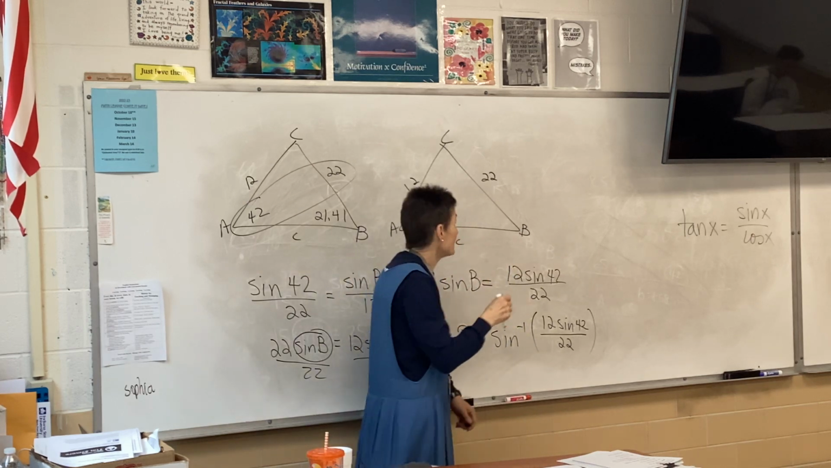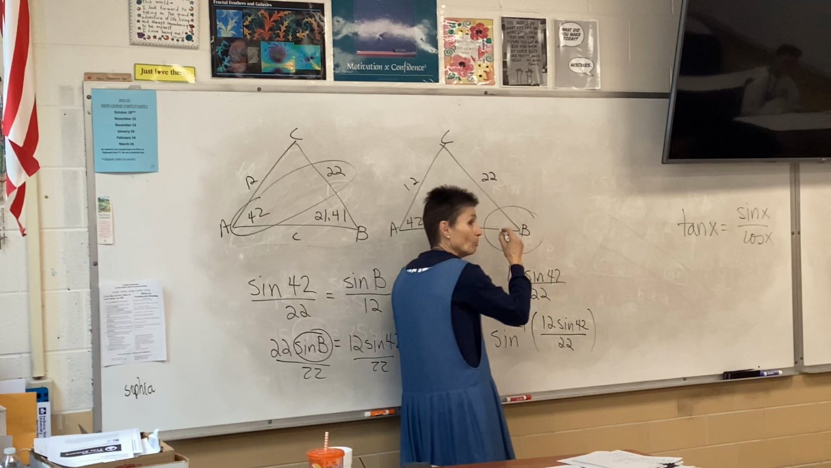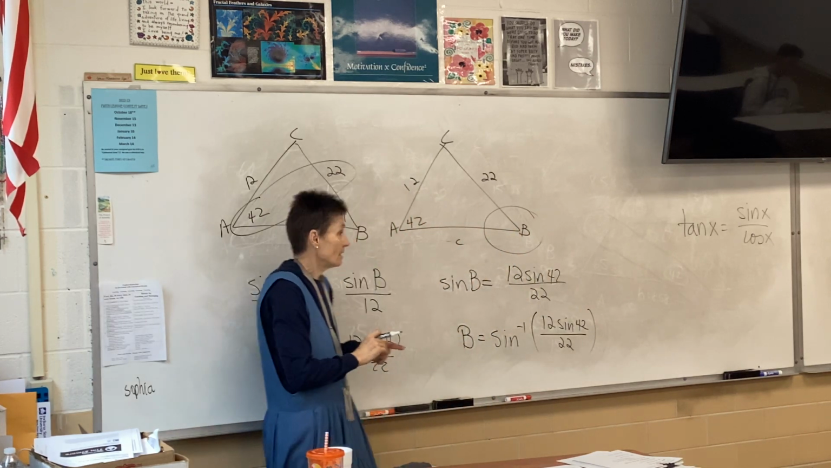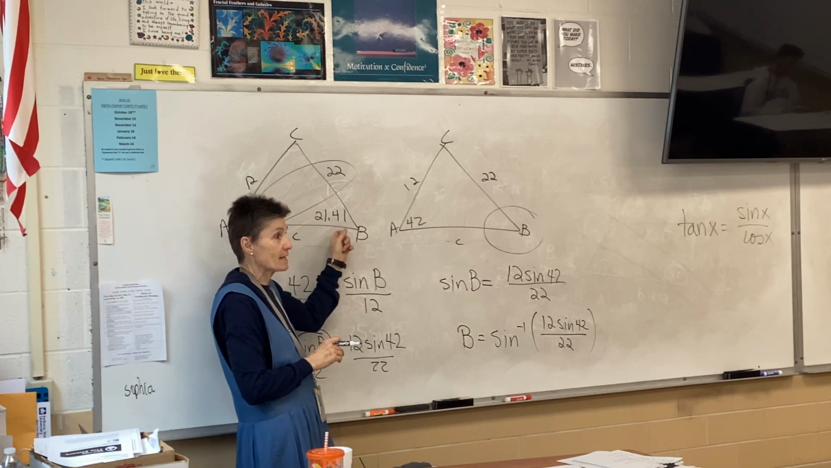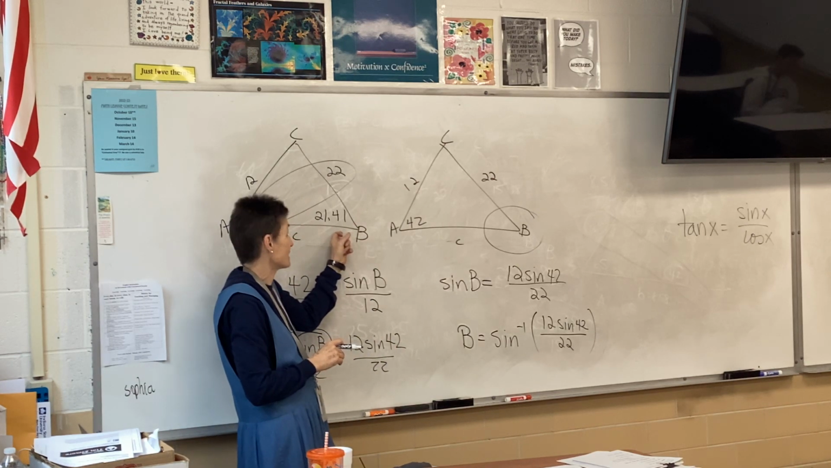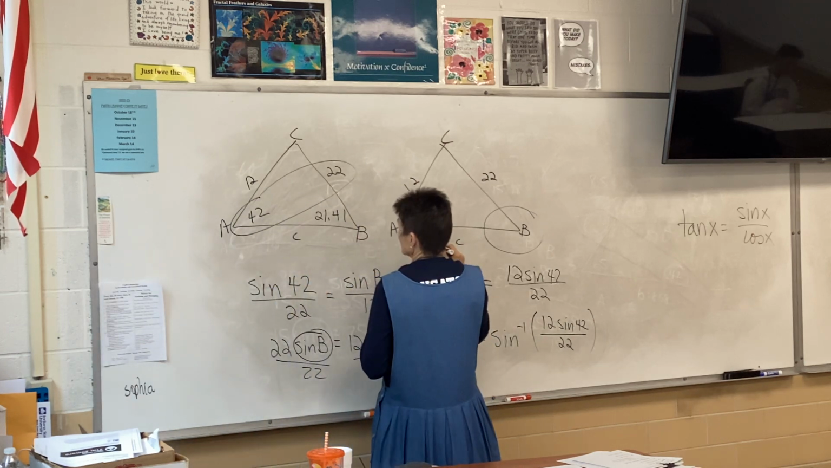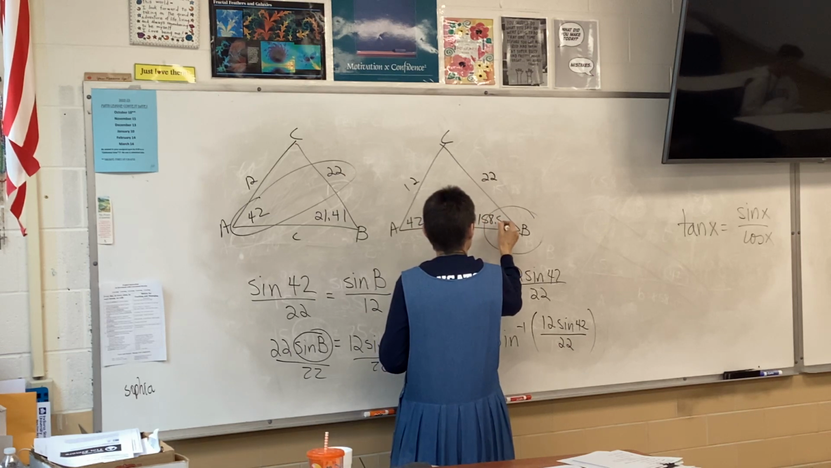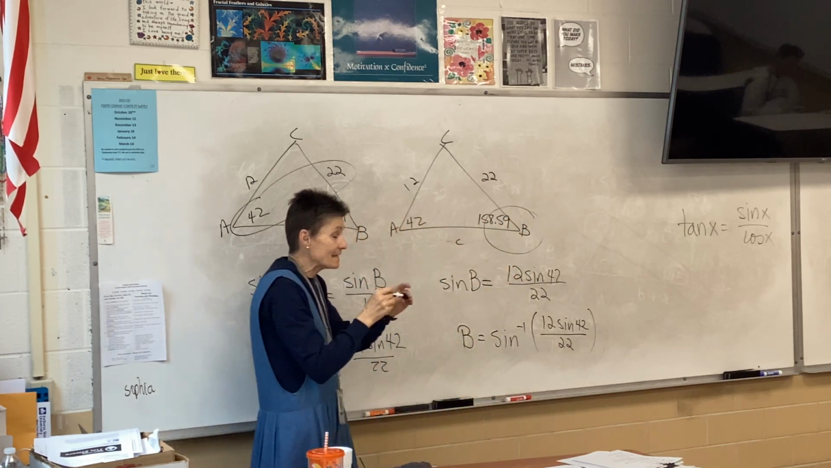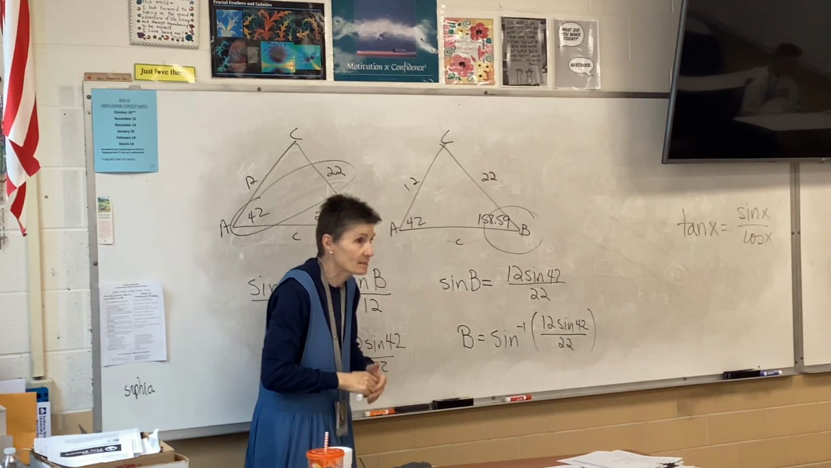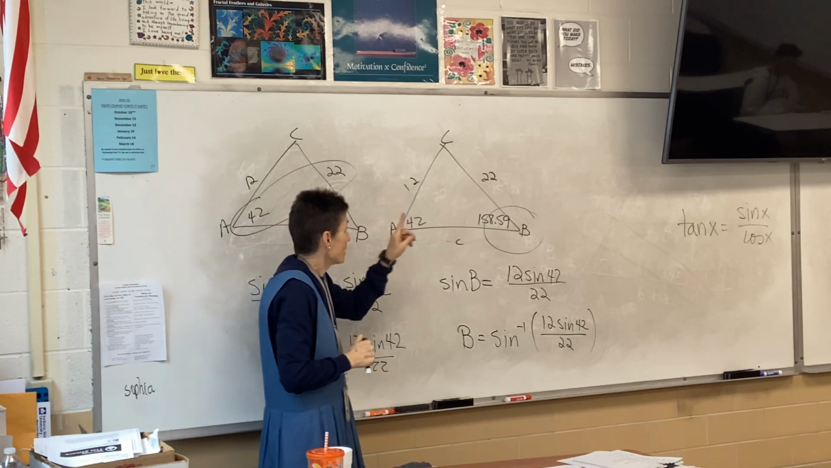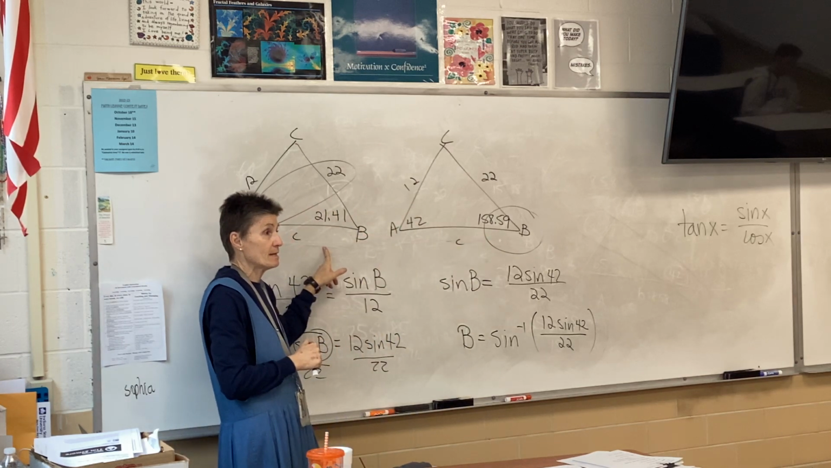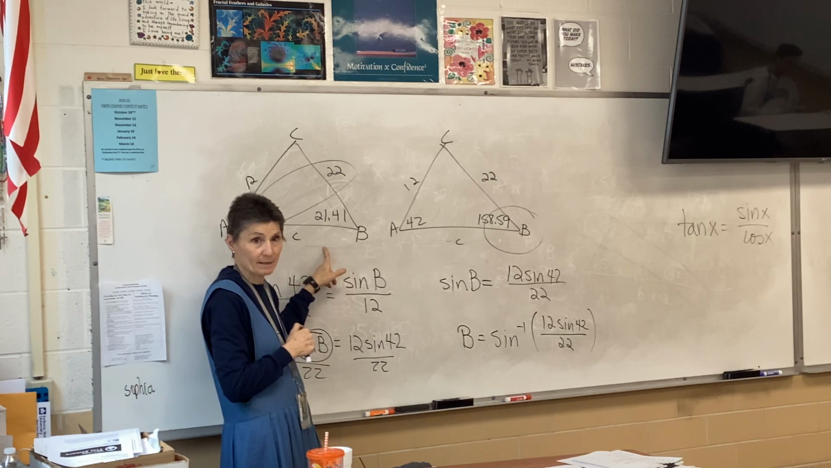The second one, anybody remember how we find our new angle B? It's real easy. Subtract from 180. So do 180 minus your first answer. What's 180 minus this? 158.59. Okay. If there is a second triangle, your new angle B will always be 180 minus your original angle B.